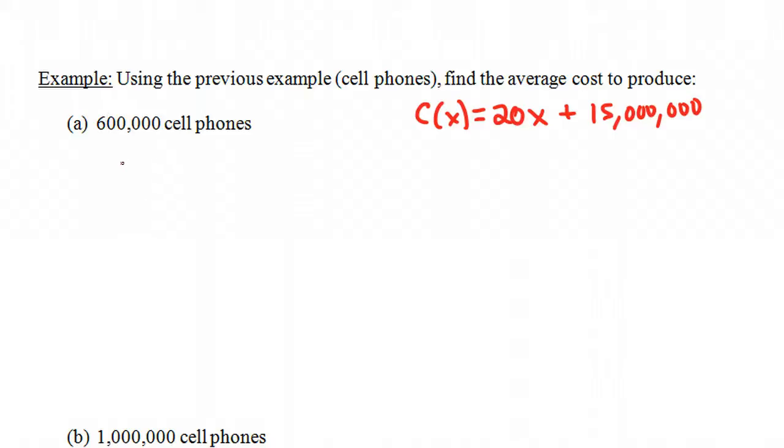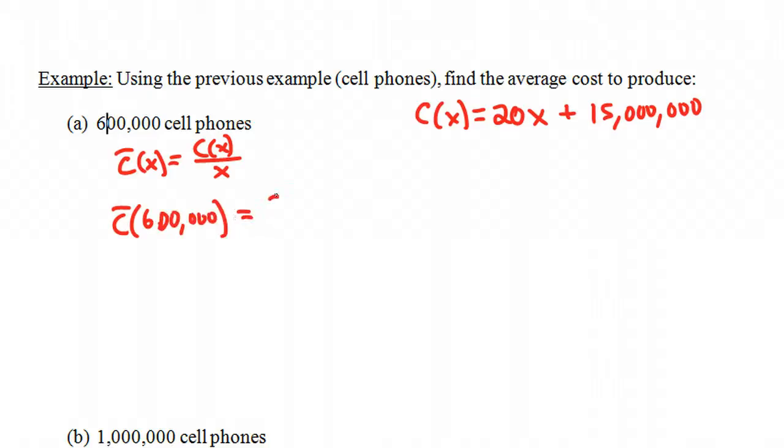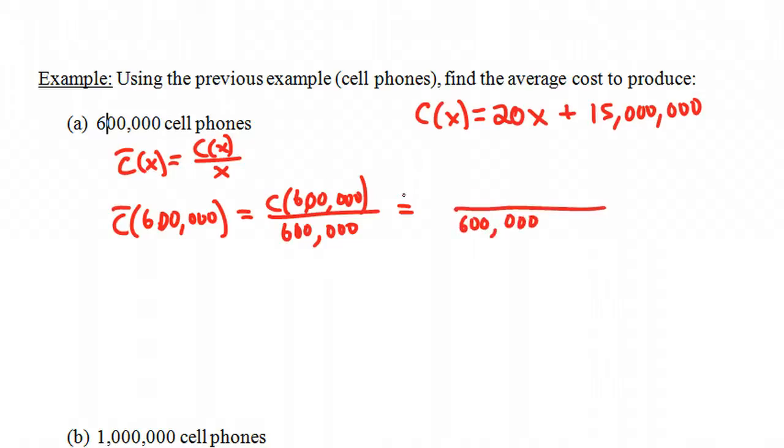Now let's remember that C bar of X is equal to C of X over X. So what we're really interested in is what is C bar of 600,000. That will equal C of 600,000 divided by 600,000. Now what is C of 600,000? Well, let's look at this formula here. It would be 20 times 600,000 plus 15 million.